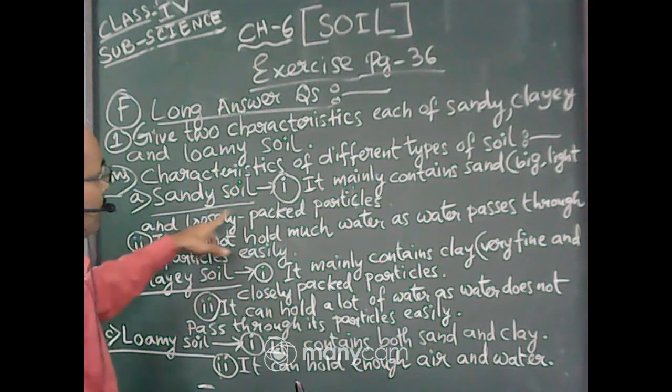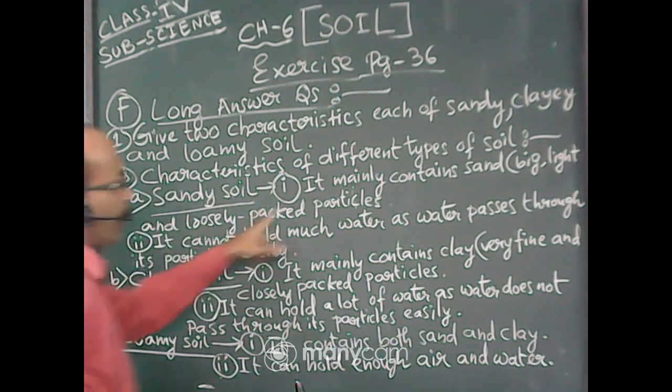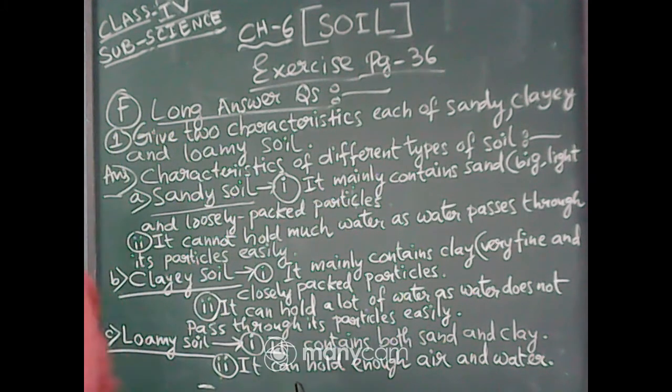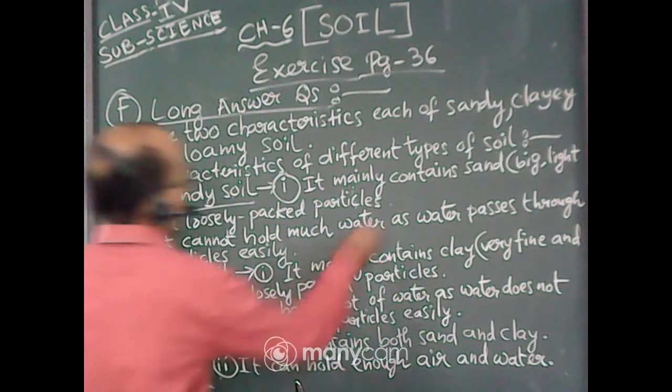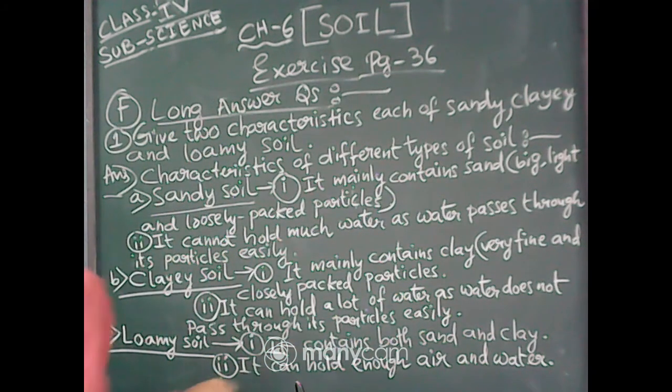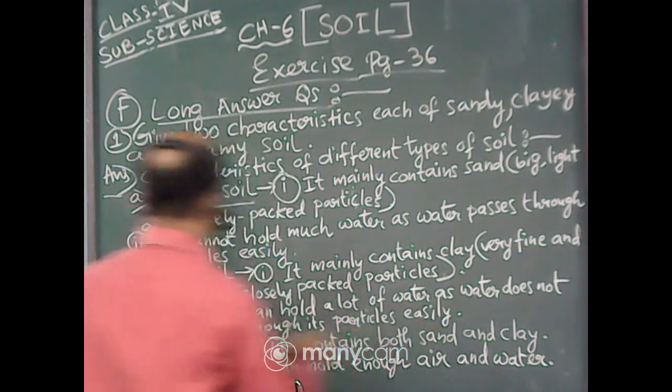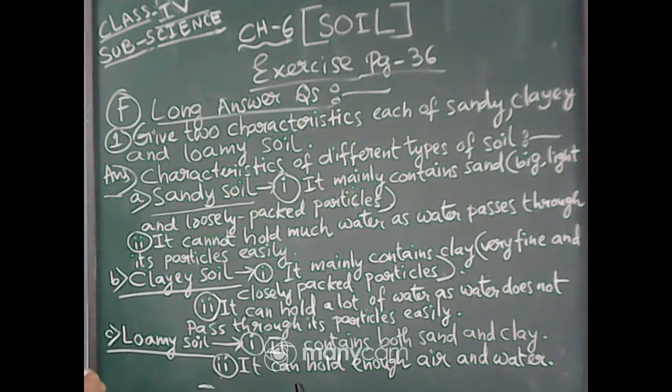Number A, sandy soil. First characteristic of sandy soil is it mainly contains sand, that is big, light and loosely packed particles. Then number 2, it cannot hold much water as water passes through its particles easily. Next soil is clay soil. It mainly contains clay, that is very fine and closely packed particles. Okay. Next, number 2 characteristic of clay soil is it can hold a lot of water as water does not pass through its particles easily.